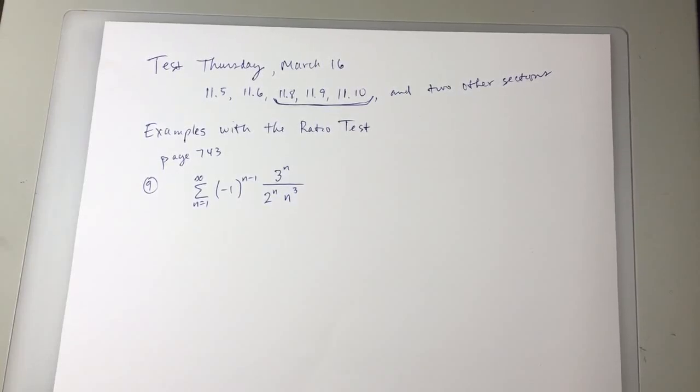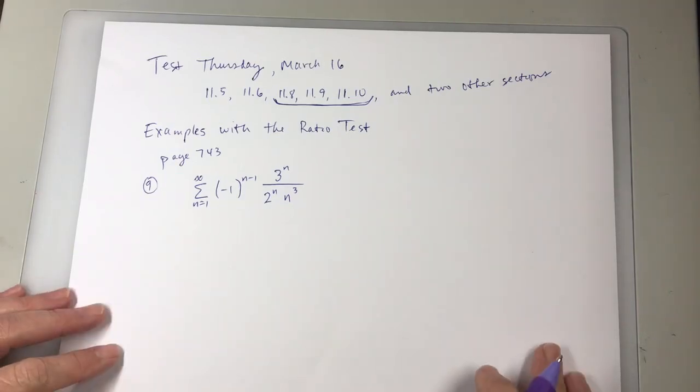Here's problem number 9 from the book, page 743. The directions say use the ratio test to determine whether the series is convergent or divergent. As I looked at this problem, maybe the first thing that popped out is it is alternating, but I don't think AST would be of help here. I'm not sure, but the direction said use the ratio test.